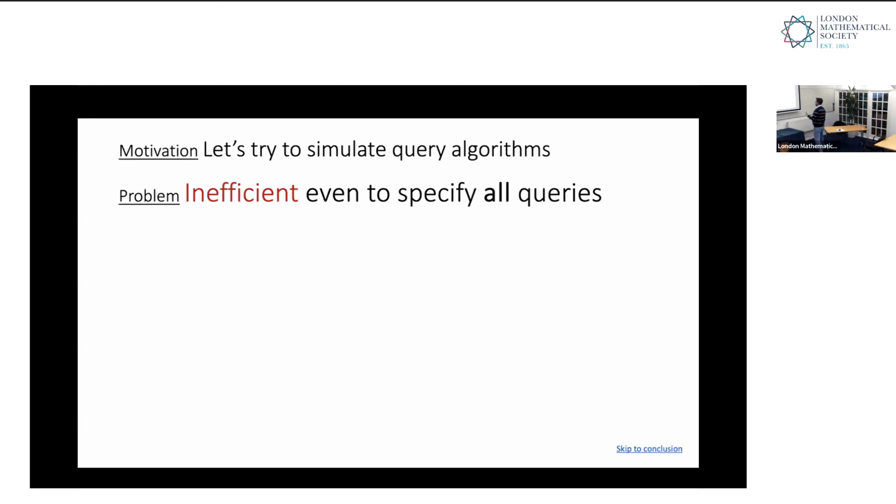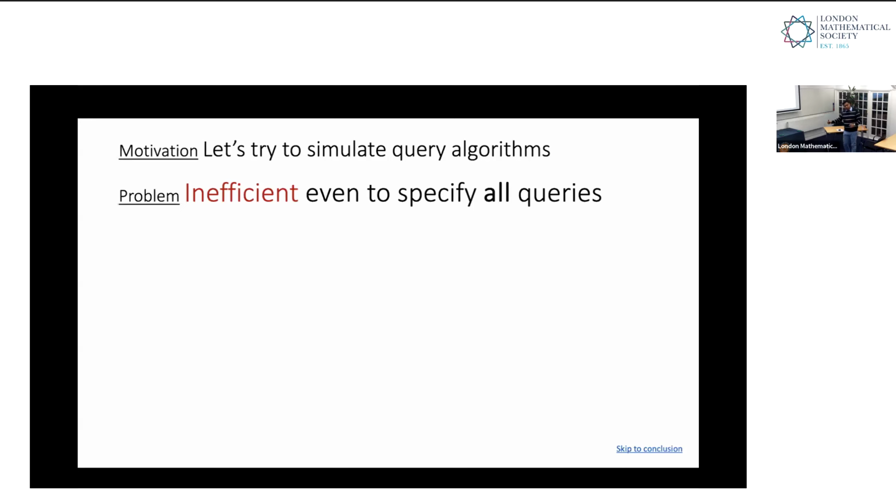And let's say I want to treat this algorithm as my instruction manual for other models. What's the problem? The problem here is that it's inefficient to even specify all the queries. Suppose you have n cut queries. How many bits do you need to specify these n cut queries? For each cut, you need n bits because you need to specify what cut it is and the answer to it. So n plus log n, so that's like order n.